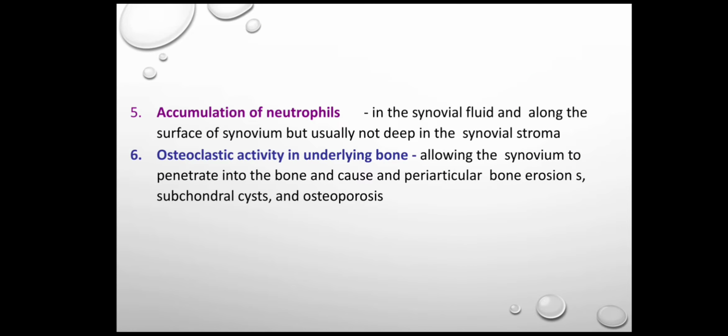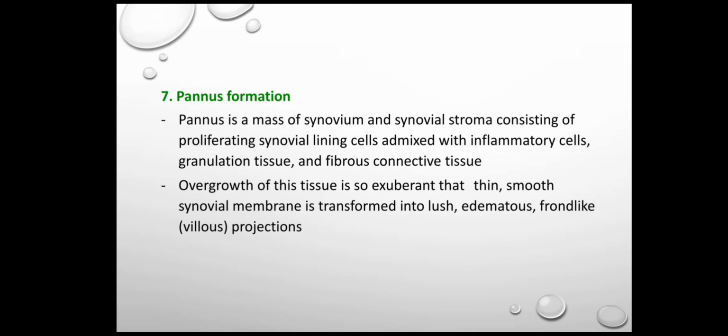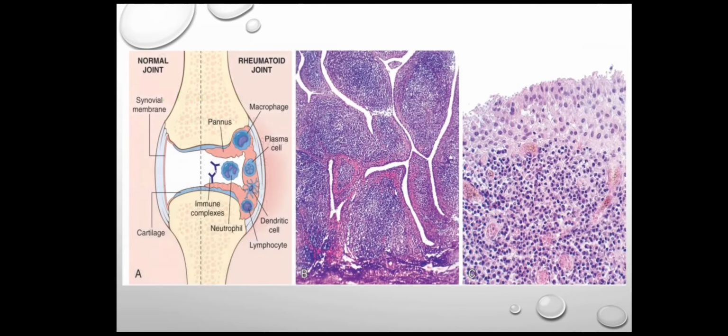Accumulation of neutrophils is because of recruitment by TNF and interleukin 1, the cytokines released by the lymphocytes, and osteoclastic activity because of the RANKL expression by the activated lymphocytes allows the synovium to penetrate into the bone, causing periarticular bone erosion, subchondral cyst, and osteoporosis. Pannus is a mass of synovium and synovial stroma consisting of proliferating synovial lining cells admixed with inflammatory cells, granulation tissue, and fibrous connective tissue. Overgrowth of this tissue is so exuberant that the thin smooth synovial membrane is transformed into villous projections.